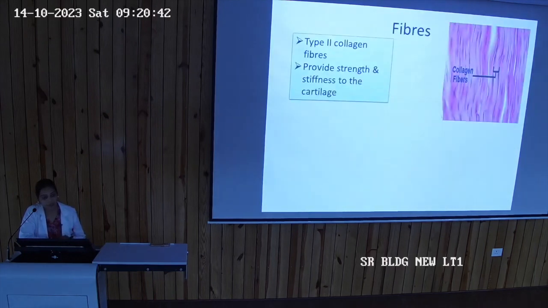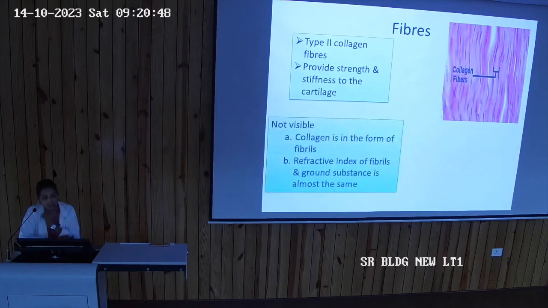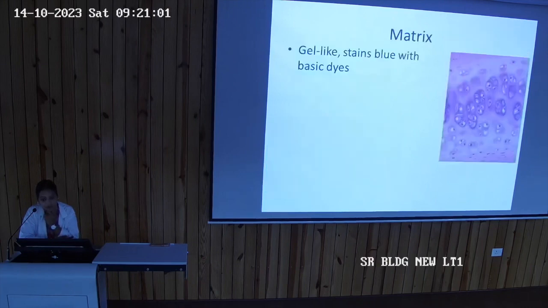Fibers: type 2 collagen fibers are present here. They provide strength and stiffness to the cartilage. They are not visible under the microscope in the hyaline cartilage. Why? Collagen is in the form of fibrils, and these fibrils have a similar refractive index to that of the ground substance.